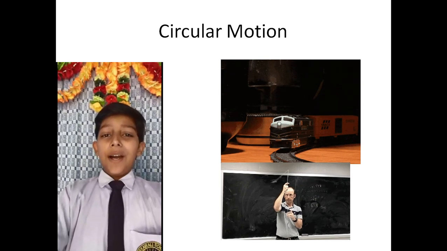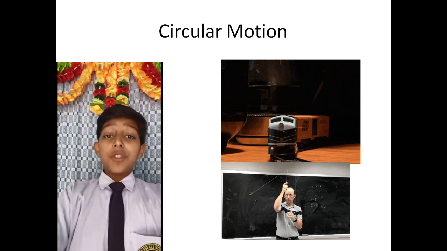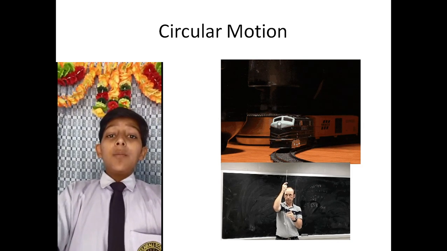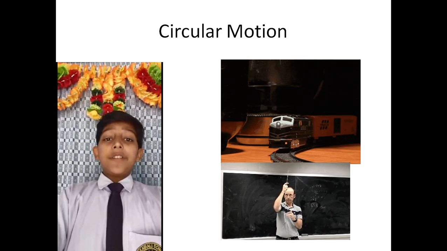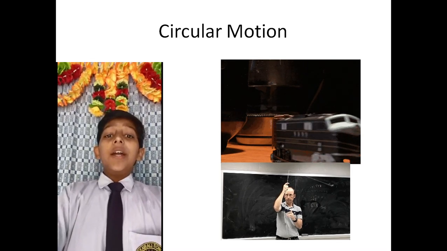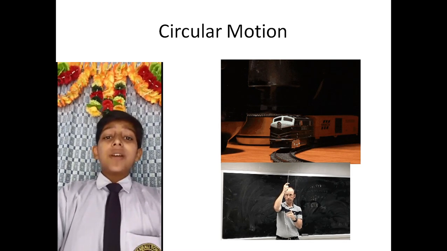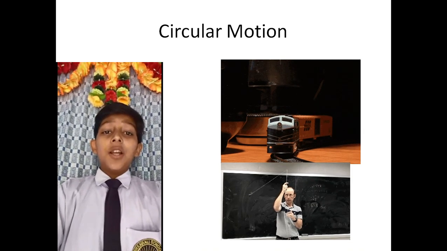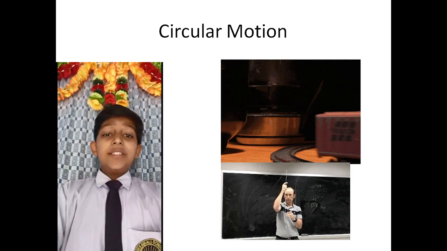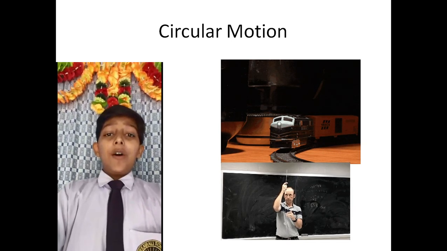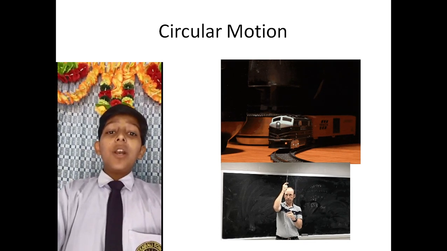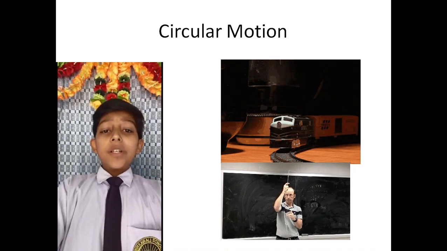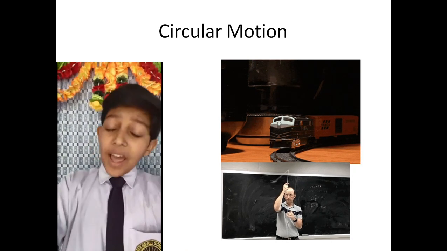Hello everyone, I am going to talk about circular motion. It is the movement along the circumference of a circle. Motion of a toy train around a circular track, motion of a stone tied to a string are some examples of circular motion. The difference between circular motion and rotational motion is that in circular motion an object travels as a whole along a circular path, but in rotational motion the object spins on its own axis.